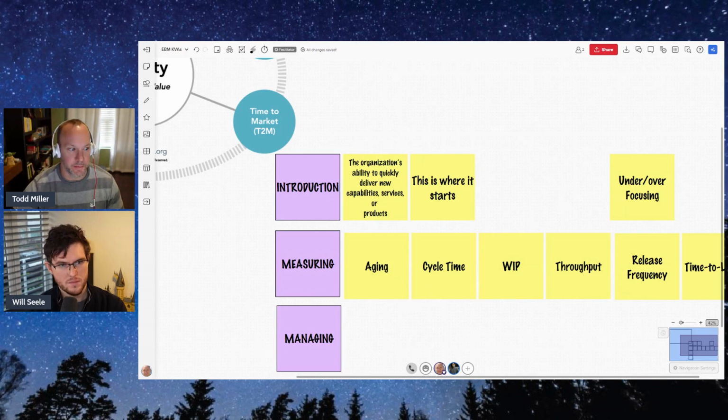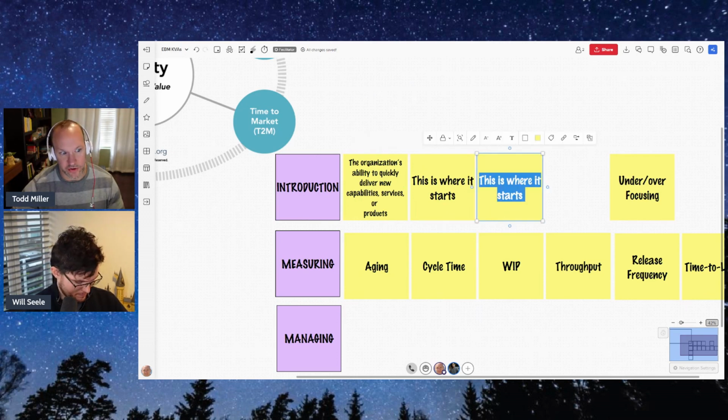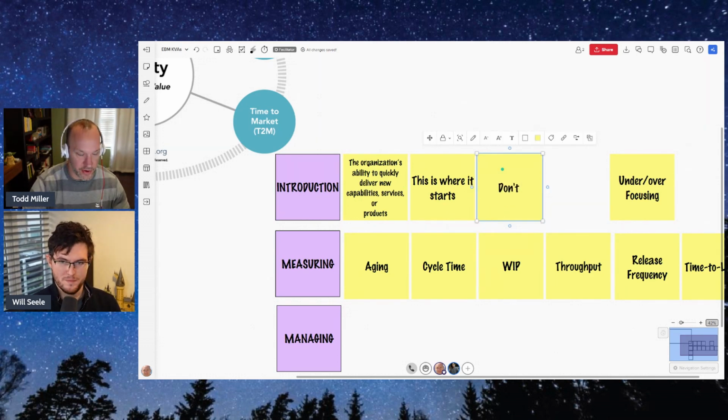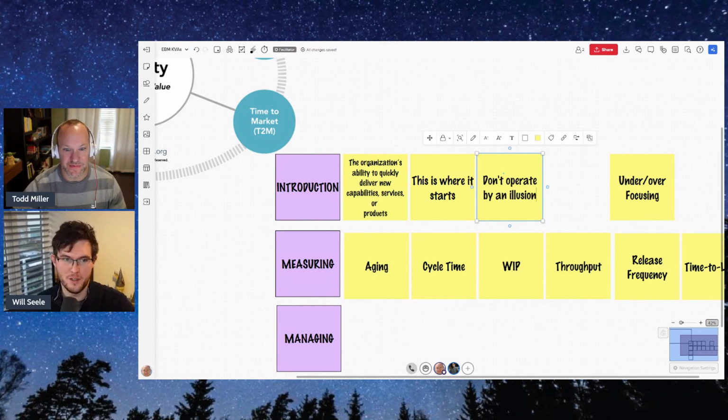It really does. And in that regard, one thing you have to be careful with about time to market is not to lie to yourself, right? Just because something is finished, if it's not shipped, it's not done. And so, how many times do we see organizations that view as if they have a good time to market, but it's just sitting in a code repository or it's unshipped to a customer? So I think that to build on, this is where it starts. I'm going to say don't operate by an illusion, right? Yeah. The definition of done on my machine is unfortunately alive and well.